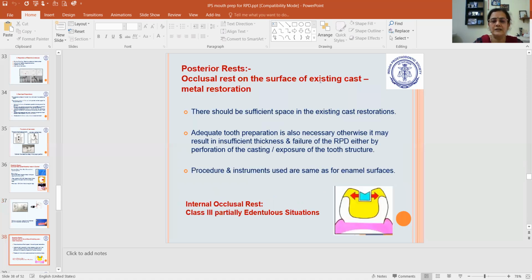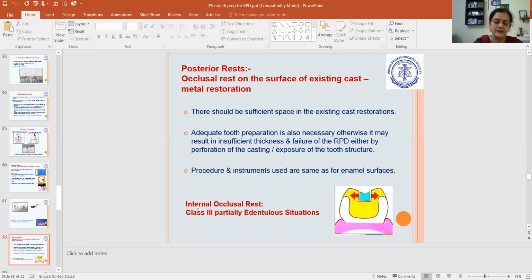And this rests on the existing cast or metal restoration. There should be sufficient space in the existing cast restoration. Adequate tooth preparation is also necessary, otherwise it may result in insufficient thickness and failure of the RPD, either by perforation of the casting or exposure of the tooth surface. The remaining preparation procedures and instruments are the same as done for enamel surfaces.